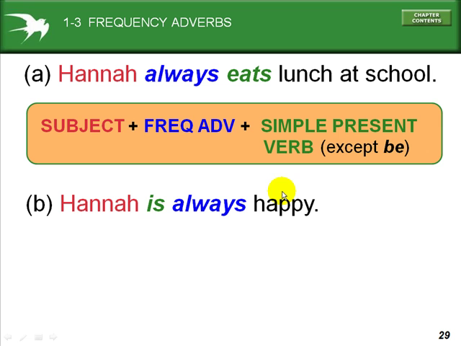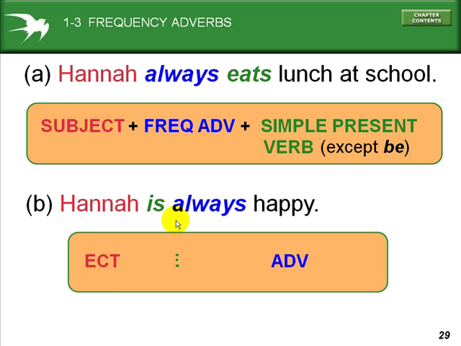Hannah is always happy. The frequency adverb with the verb to be must come after the verb. Hannah is the subject, the verb is, singular third person, then the frequency adverb. The order is different with different verbs.